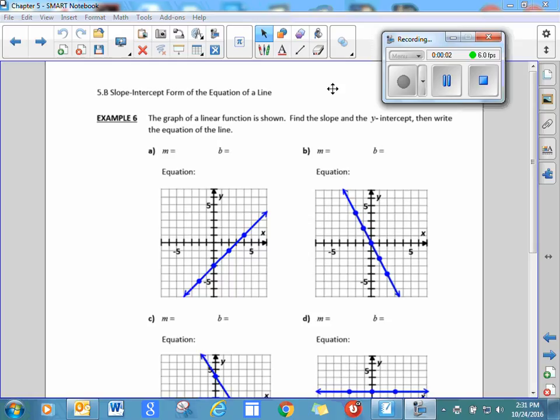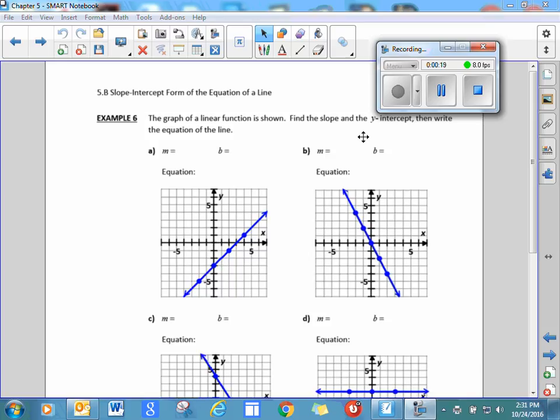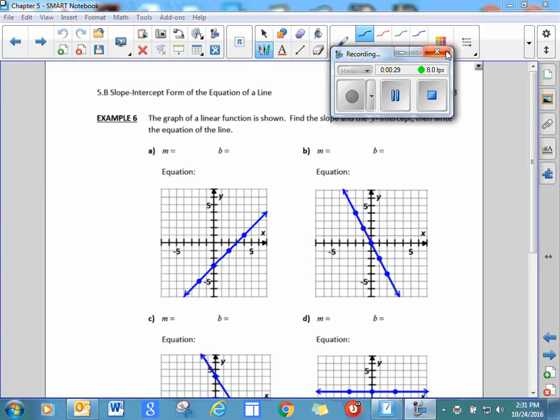Okay, a little more work with slope-intercept form of the equation. We are on page, oh, the page is underneath here. Let's see. Page 13. Okay, so now we have got a scenario where they are actually asking us to write the equation. They're giving us a graph, which is good. So we're going to write the equation.